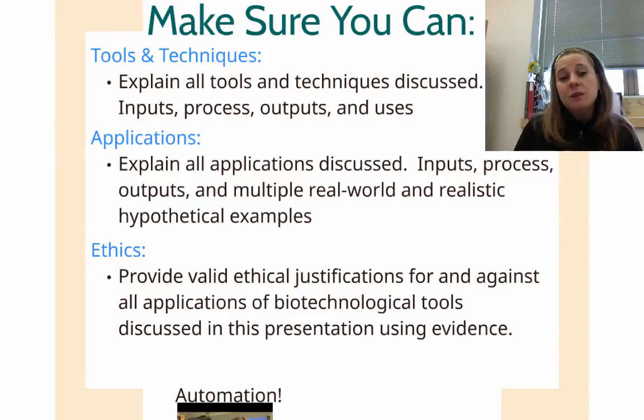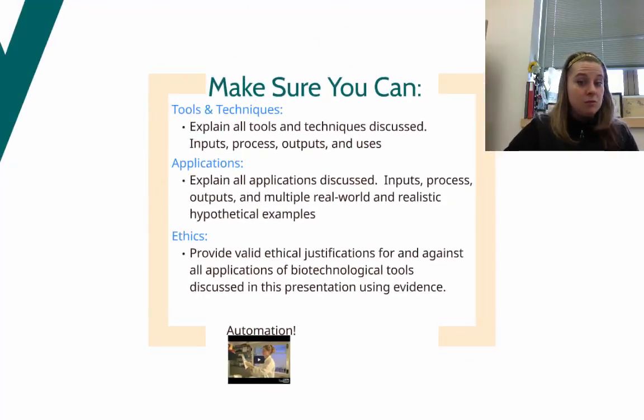Wow, so that was big. So with that being said, here are the things you want to make sure you can do with this: the tools and techniques. Be able to explain the tools, what they are, their inputs, their process, their uses, what are the applications of these, how do we use them in real world possibilities, and the ethics involved with them. So, should we, just because we can? All right, so with that, enjoy, and we'll catch you guys later.